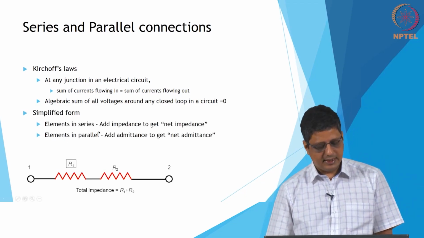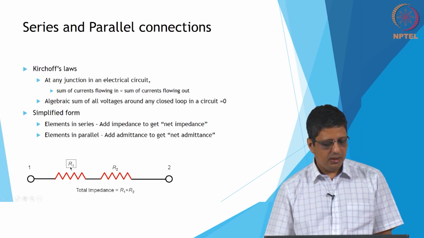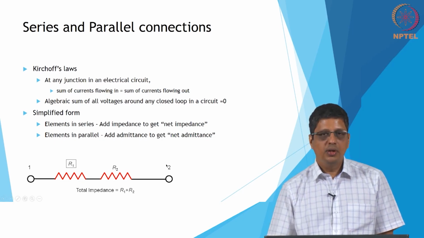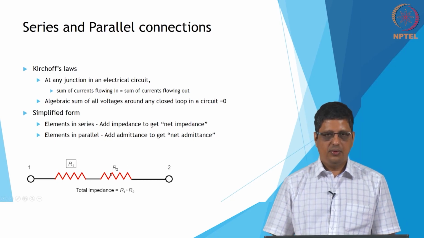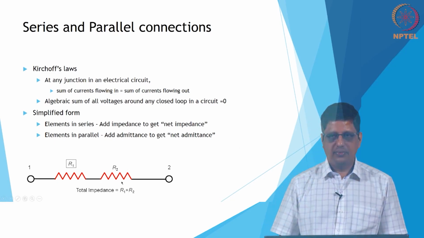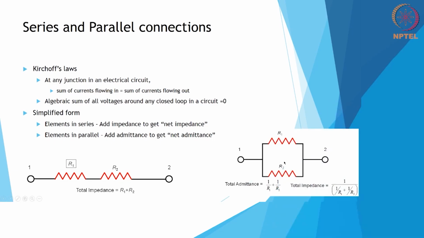If you have two elements in series, in this example I have R1 and R2. The total impedance I measure between location 1 and location 2 is going to be the sum of the impedances here. If I put two elements in parallel, R1 and R2, the admittance has to be added to get the total admittance. So, admittance of R1 is going to be 1 by R1, admittance of the second element is going to be 1 by R2. The sum of this will give us the total admittance. Total impedance is going to be the inverse of the net admittance.